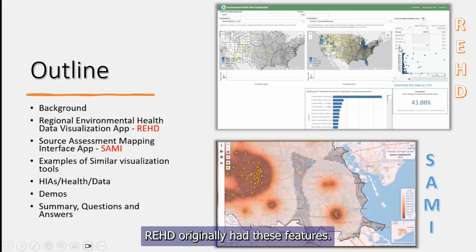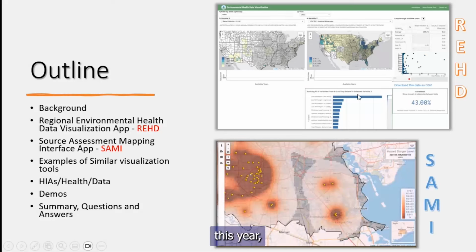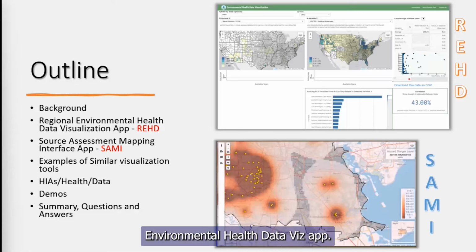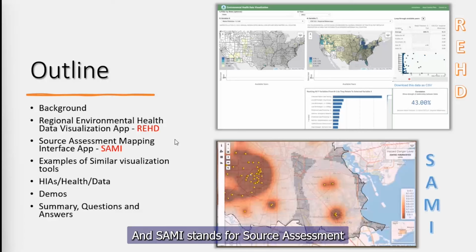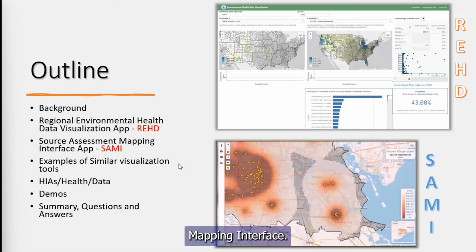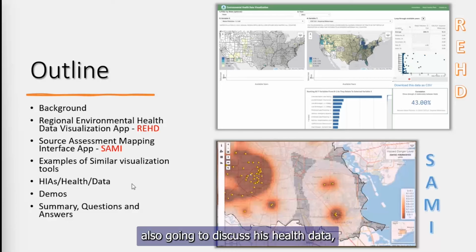RED originally had these features I'm hovered over at the top. So just recently, just this year, it's been enhanced to include widgets. And maybe with your feedback, we can add more. So RED stands for the Regional Environmental Health Data Viz app. And SAMI stands for Source Assessment Mapping Interface. Next, we're going to show you some examples of other visualization tools. We're also going to discuss HIAs, health data, do a quick demo, and end with a summary and a Q&A session.